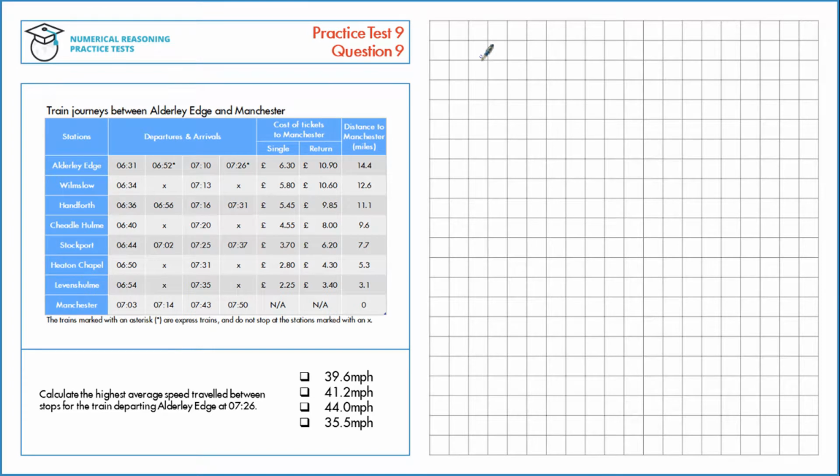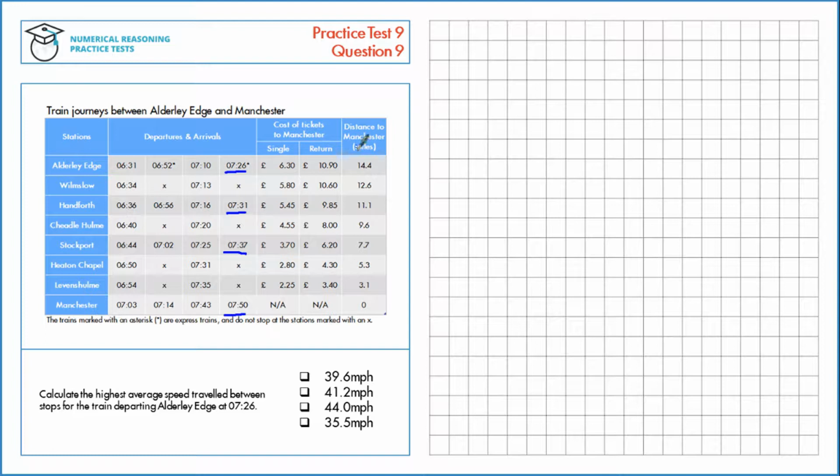Calculate the highest average speed travel between stops for the train departing Alderley Edge at 7:26. So we have 4 stops: Alderley Edge, Handforth, Stockport, and Manchester. First we need to know the distances between these. We also need to know the times, and then we can calculate the speed. So first let's calculate the distance.